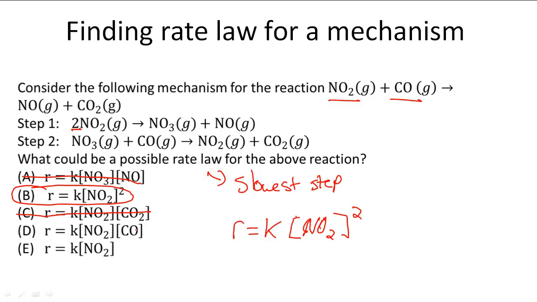NO2 and CO. Notice this is a tricky one because they're using the overall reaction, and we know that the actual rate law comes from the steps. So D is wrong. And E does not take into account the coefficient 2. It's using the overall reaction up here instead of the step. So E is also wrong. So B is the answer to this problem.